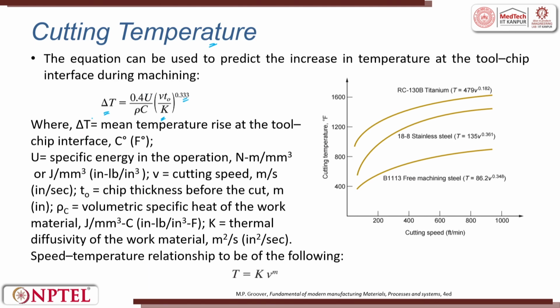So, delta T means the mean temperature rise from the room temperature, then U is the specific cutting energy which we have seen, V is the cutting speed, T is the chip thickness before cutting, rho C is the volumetric specific heat of a given material, K is the thermal diffusivity. So, all these things are physical properties. It is volumetric specific heat multiplied by thermal diffusivity of the workpiece. So, then finally, we try to get a relationship as T is nothing but K times V to the power m.